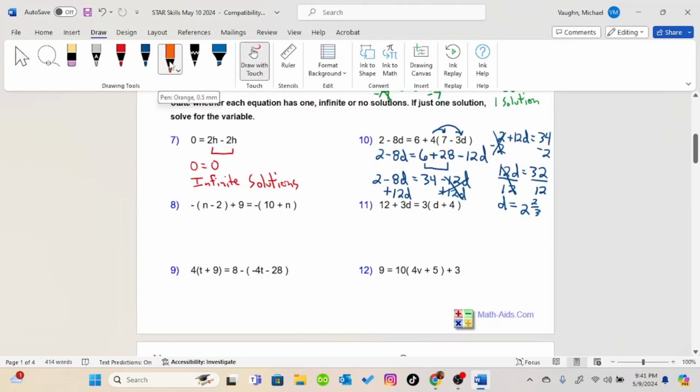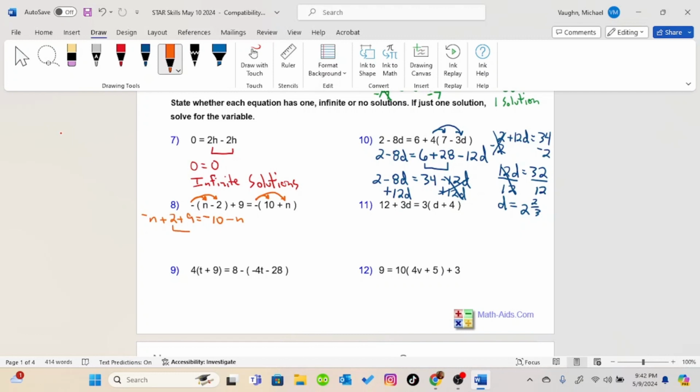Number 8. The first thing we're going to do is use the distribution property. Negative times n is negative n. Negative times negative 2 is plus 2. Then we're going to use distribution on the right side. Negative times 10 is negative 10. Negative times n is negative n.